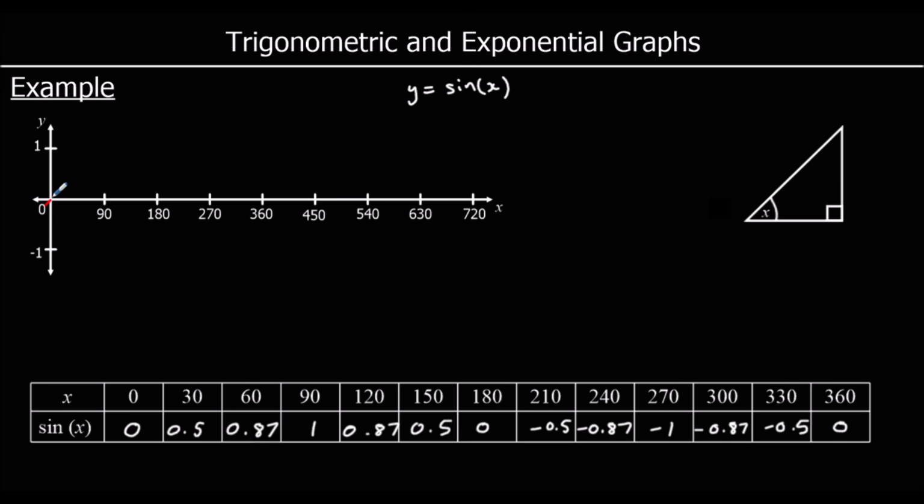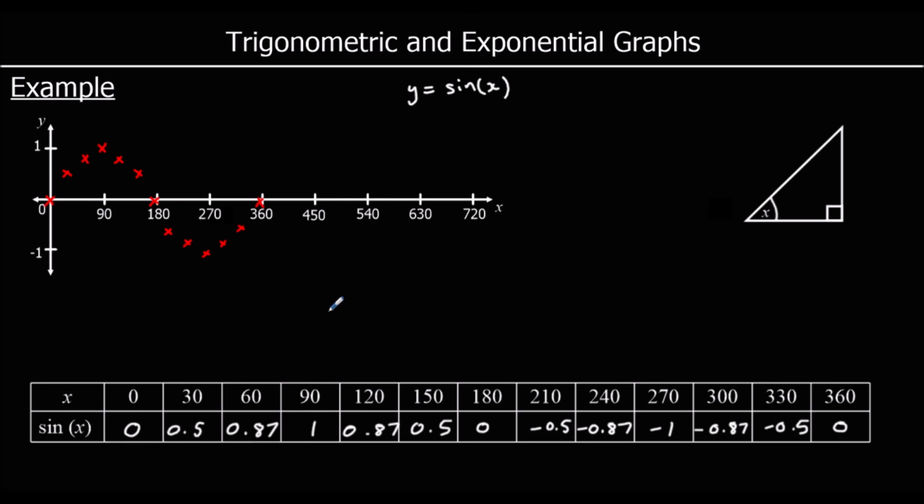So we've got 0, 0, 30, 0.5, 60, 0.87, 90, 1, and then 120, 0.87 again, 150, 0.5 again, 180, 0, then 210 is minus 0.5, 240 minus 0.87, 270 minus 1, and then we go back up to 0 at 360.